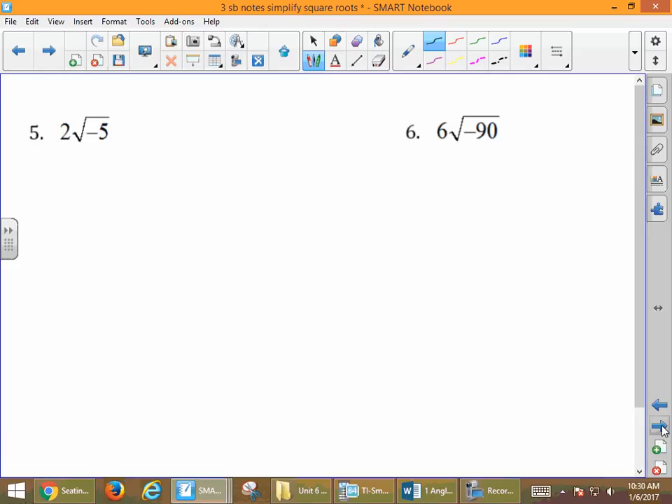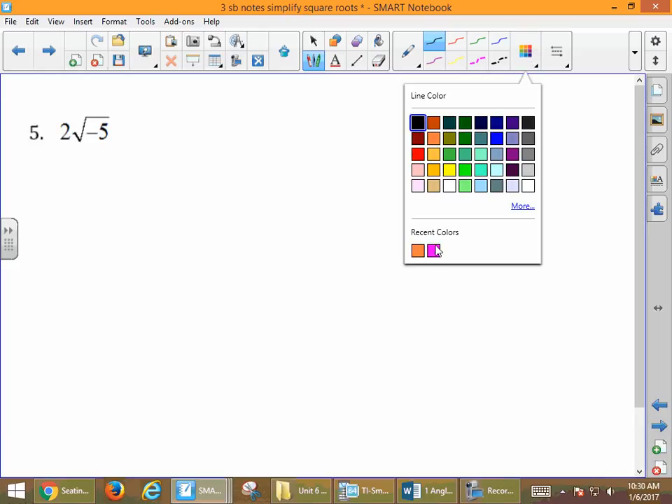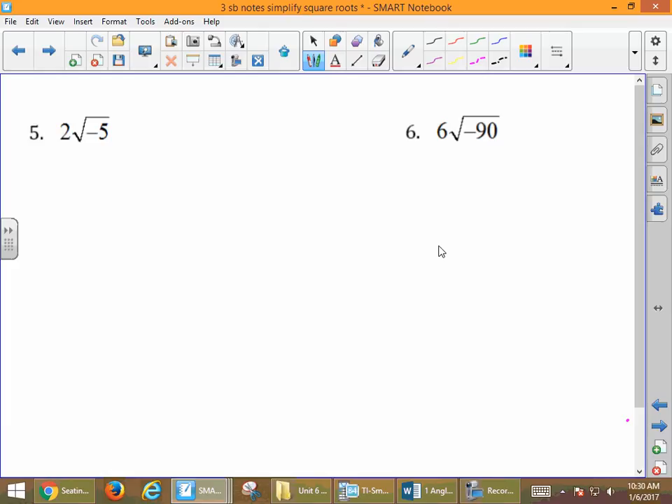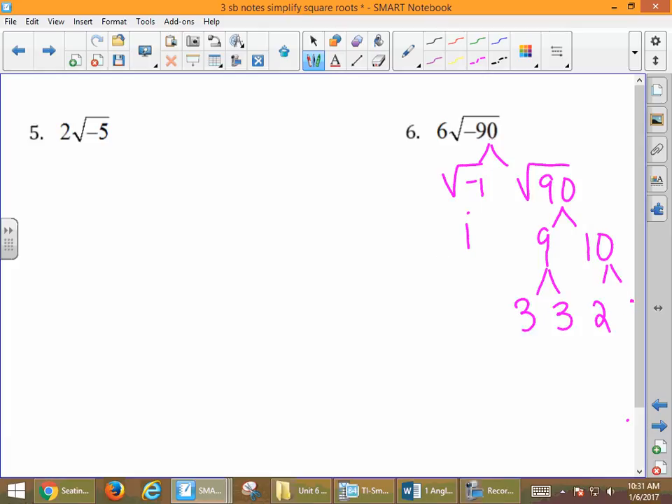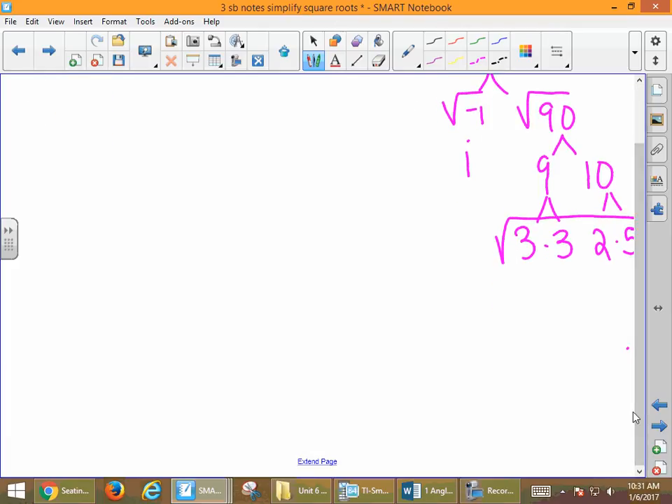Last one, problem number 6. Negative 90. Square root of negative 1 times 90. Square root of negative 1 is i. 90, we need to simplify. I did 9 times 10. There's other factors you could use. 9 is 3 times 3. 10 is 2 times 5. We want 2 of the same to take out 1.